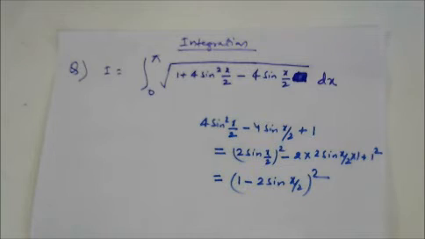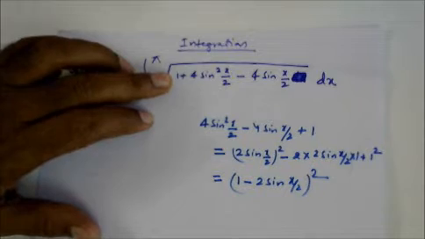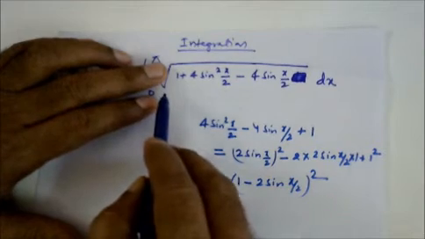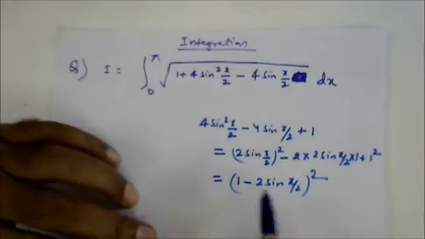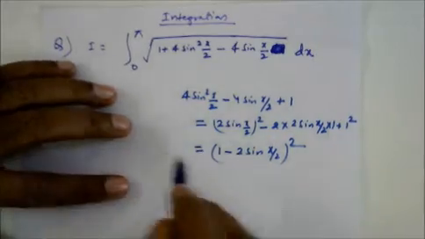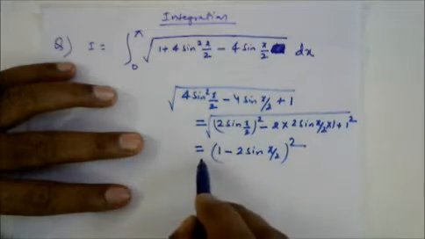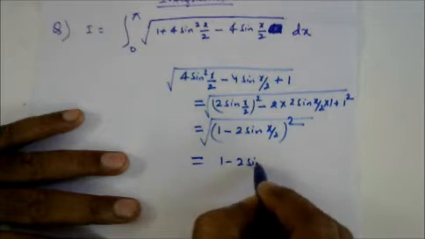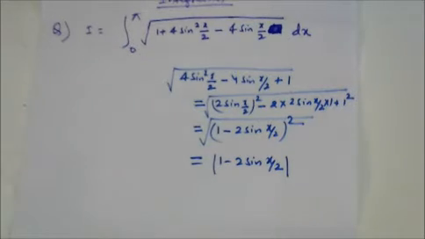Okay, because here 1 is kept first, that's why I am writing 1 minus 2 sin x by 2. If 4 sin square x by 2 had come earlier, then I would have written twice sin x by 2 minus 1 whole square, so it doesn't matter. So 1 minus 2 sin x by 2 whole square. It means we take the square root of this whole thing, so it will become 1 minus 2 sin x by 2, and this will come as mod.